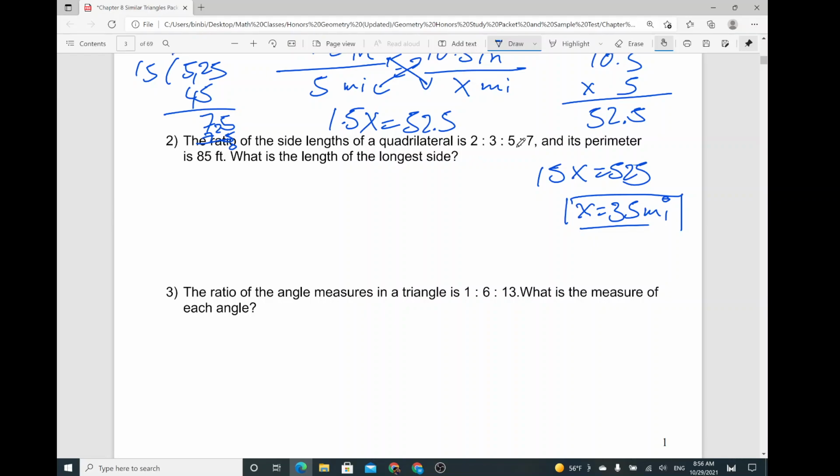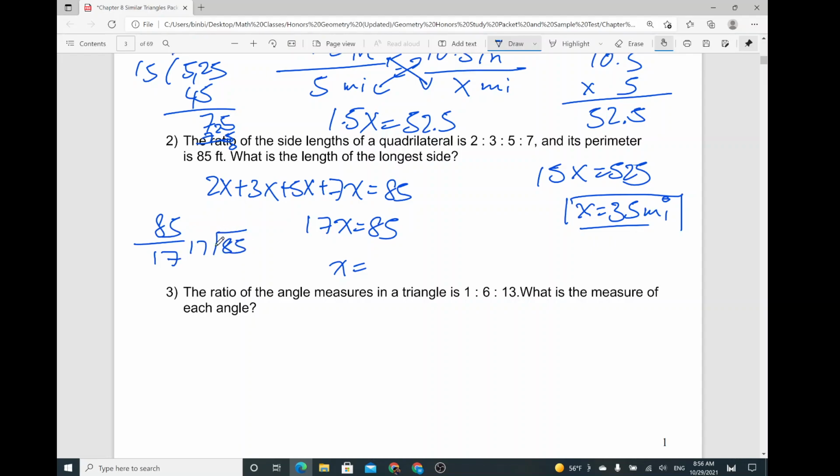There are two different ways you can do it. You can set up the variable: 2x plus 3x plus 5x plus 7x. Once you combine them all together, that will be 85 feet. So 5x, 10x plus 7x, so 17x equals 85. Then divide by 17: 85 divided by 17. 5 times 7 is 35, 5 times 1 is 5 plus 3 is 85. So x is 5. So the ratio multiplied by 5 gives the side length of each segment of the quadrilateral. The longest side has a ratio of 7, so 7 times 5 is 35. So 35 feet.